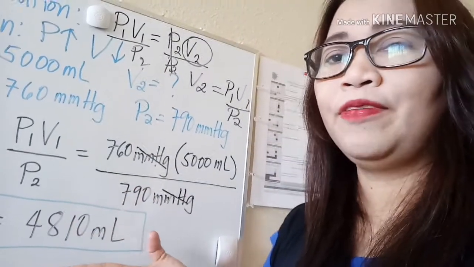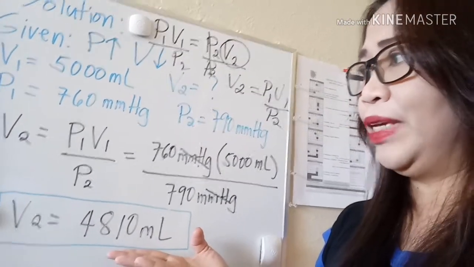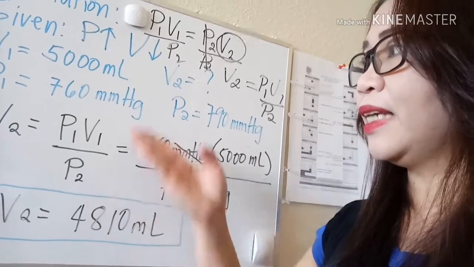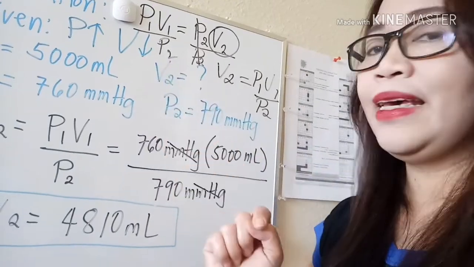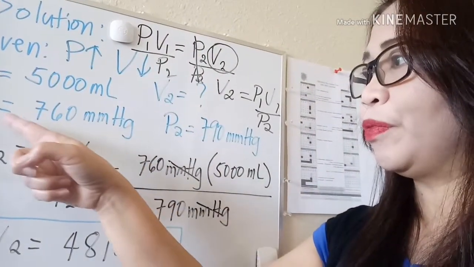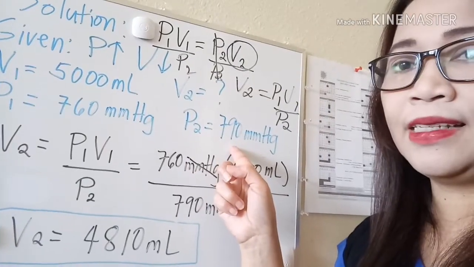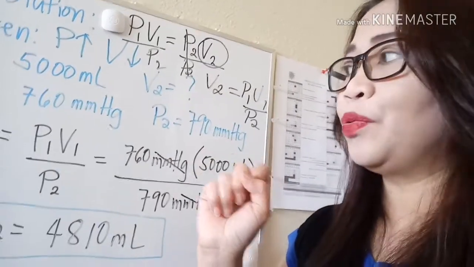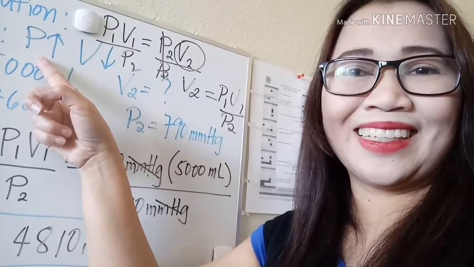All right, so this time let us analyze our answer. So we computed the value of V2, which is 4,810, and we can see that there is a decrease in the amount of volume, all right? Because the pressure from P1, 760, to P2, which is 790, increases. That's why the volume decreases because the pressure increases. Got it?